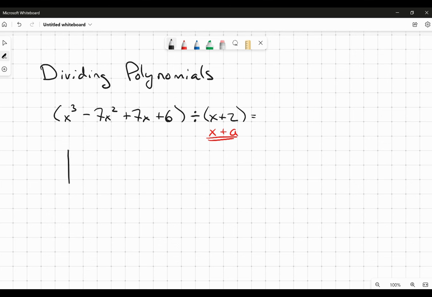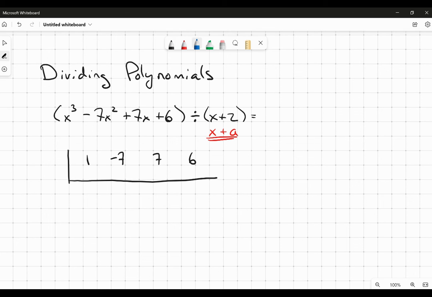So I'm going to drop my box, and then I'm going to list off in my box the coefficients of the dividend, which is going to be your x cubed minus 7x squared plus 7x plus 6. We're going to do this in decreasing order. So the coefficient of x cubed is going to be 1, and then negative 7 for x squared, 7 for x, and a 6. If one of those degrees was missing, I would put a placeholder of 0 in there.